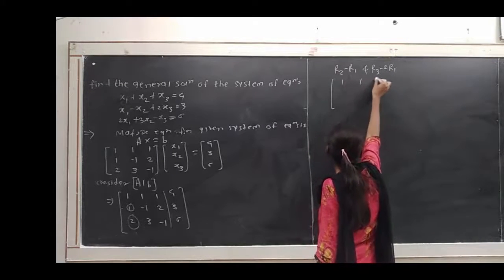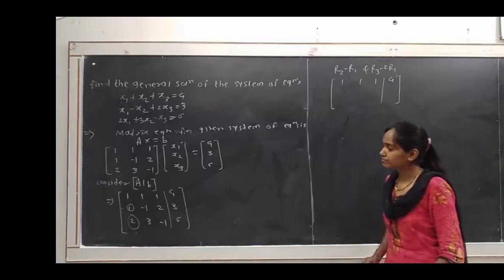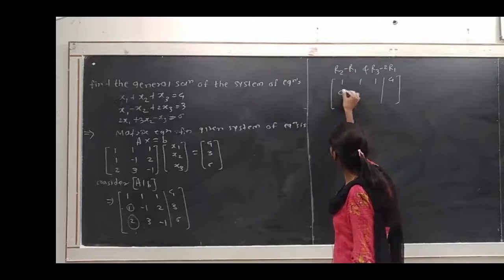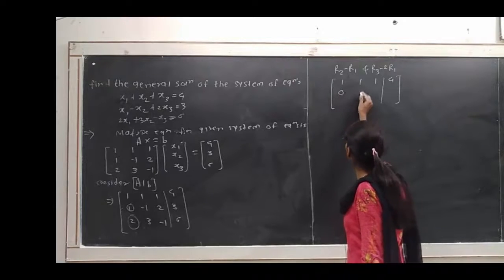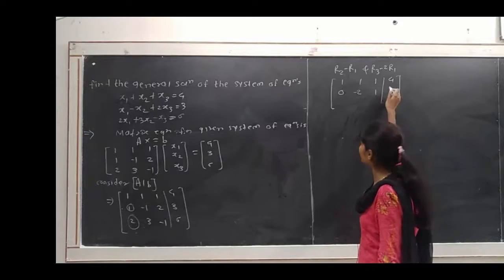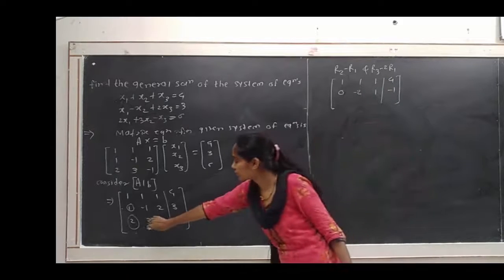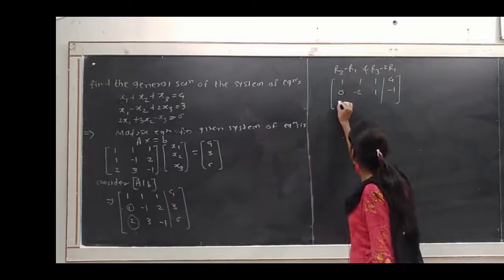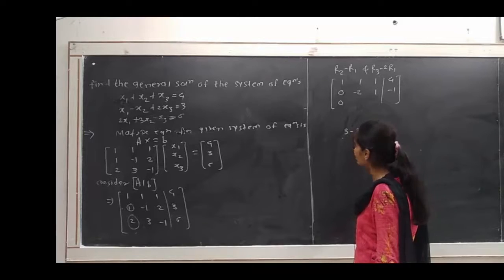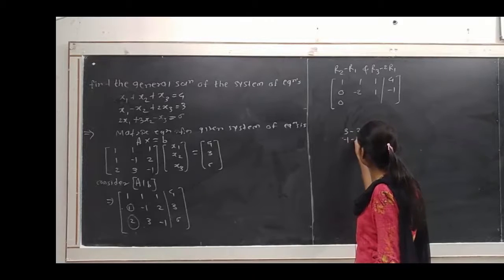First row will be as it is: 1 1 1, with the entry of B being 4. Then using R2 minus R1 on the R2 row, 1 minus 1 will be 0, then minus 1 we get minus 2, then 2 minus 1 will be 1, then 3 minus 4 will be minus 1. And using the row operation on the R3 row, 2 minus 2 into 1 will be 0, and the next entry 3 minus 2 will be 1. Then the next entry will be minus 1.